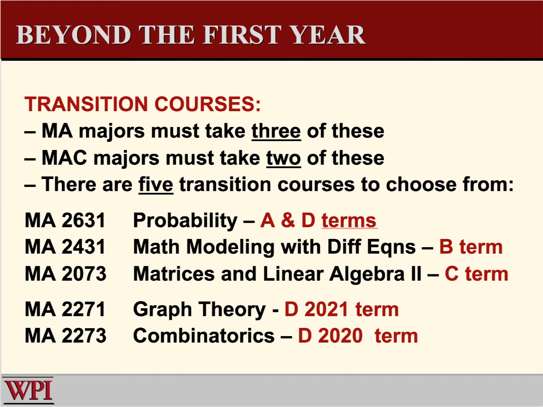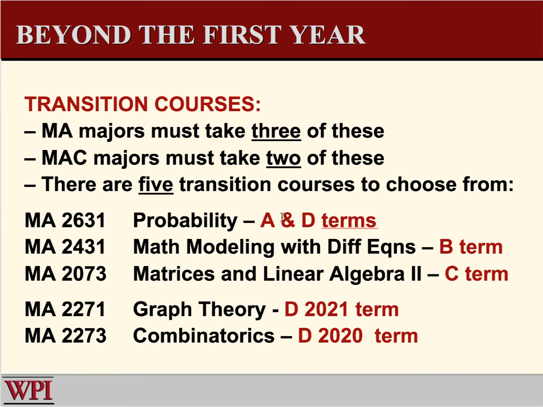After the first year, we start to get to a point where we have to feel around in the world of math. And that's what the transition courses are really designed for. So math majors must take 3 of these, actuarial majors must take 2, and there are 5 transition courses to choose from, all listed here.